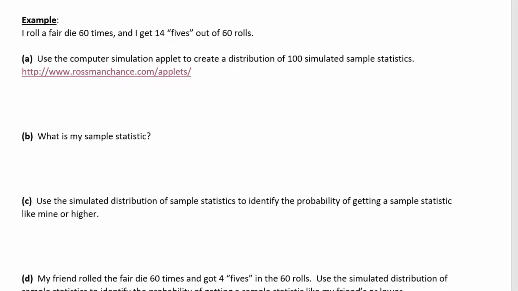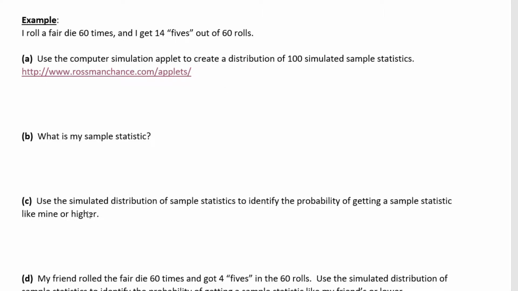In this video, we'll learn how to use the computer simulation applet to find the percent of simulated statistics that are higher than our observed statistic or lower than our observed statistic. So here's the example. I roll a die 60 times, a fair die. I get 14 fives when I roll it those 60 times. So first it says, Part A, use the computer simulation applet to create a distribution of 100 simulated sample statistics.